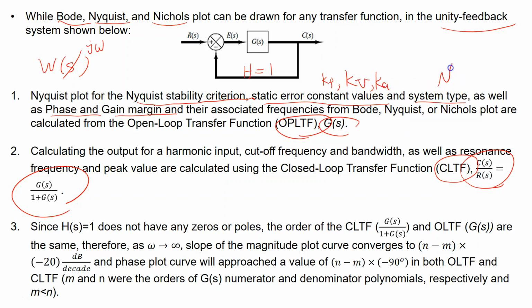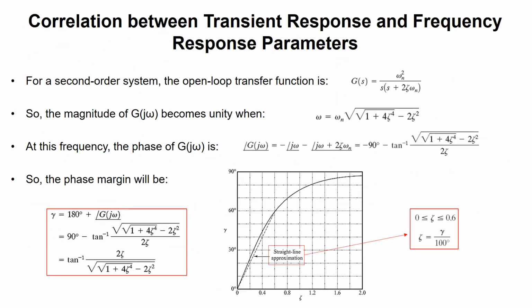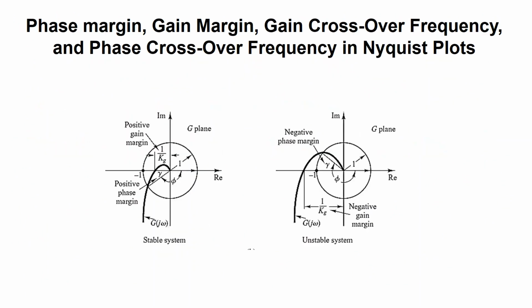And the system type N, the number of poles at 0. The Nyquist stability criterion, which was whether you encircle this point or not in a clockwise manner. And finally, the margins: gain margin, phase margin, and the crossover frequencies. If you look, we also used the open loop transfer function.